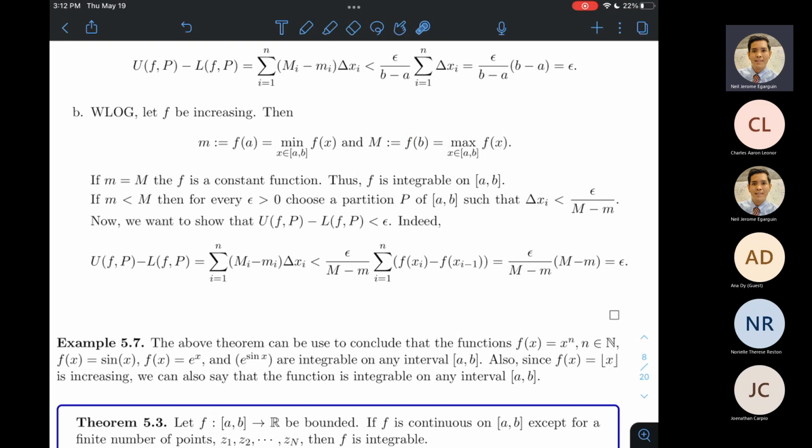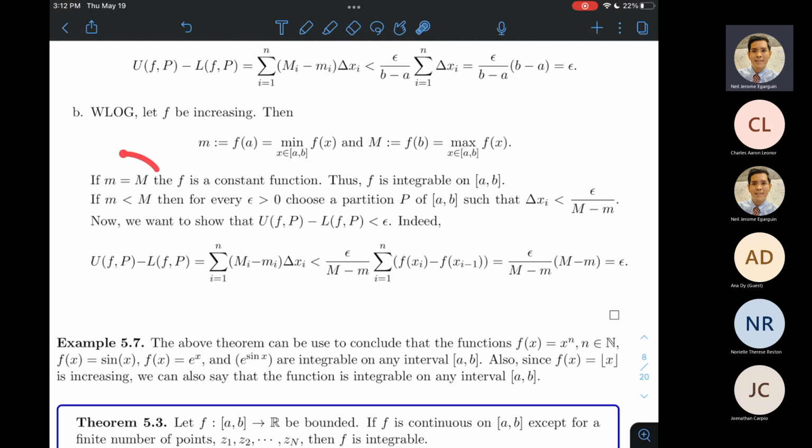Now, if your function is decreasing, mababaligtad lang. Si little m ay f of b, tapos si big M ay f of a. So yun lang yung mababago, and the entire proof will hold true. Okay? Now, mahahati yung proof sa dalawang cases. Makita nyo mamaya kung bakit.